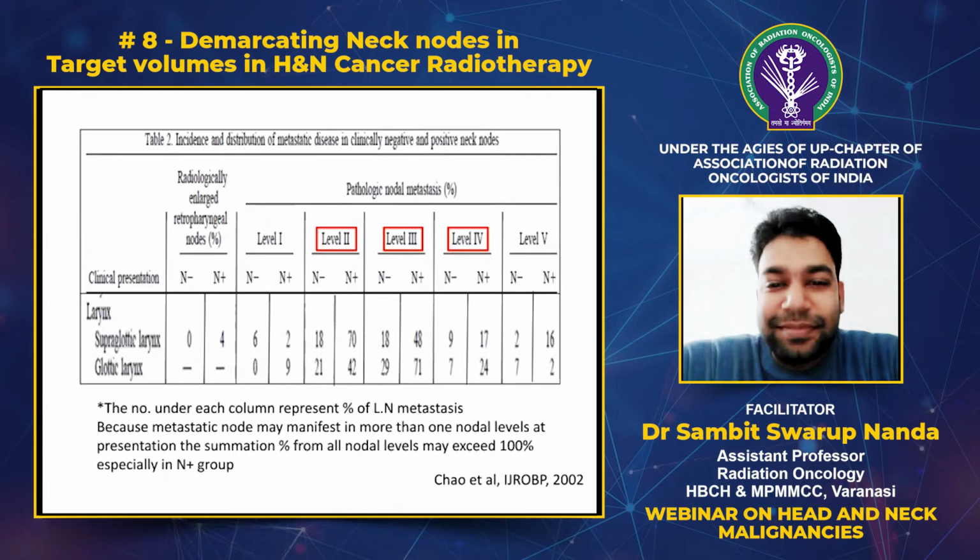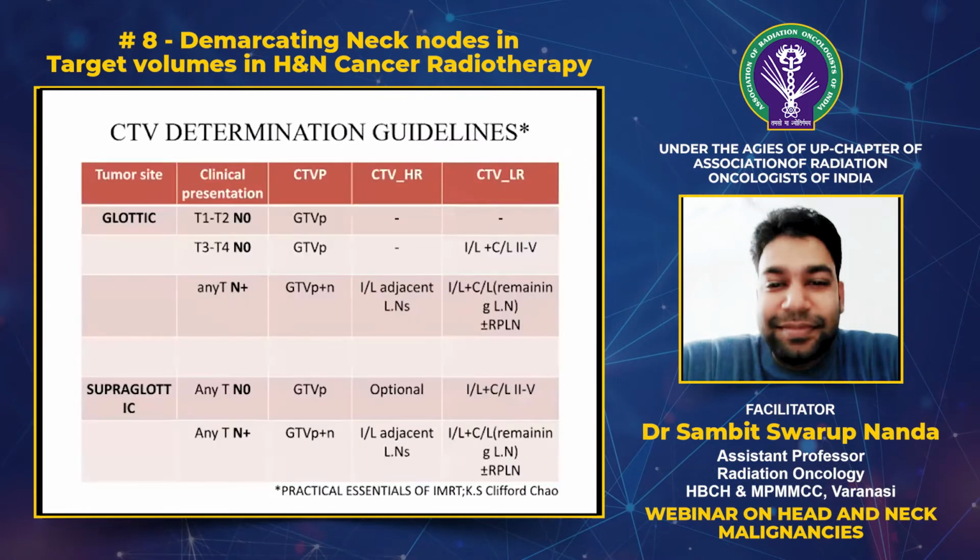However, if the glottic larynx extends into the supraglottic part or the subglottic part, the chances of nodal involvement increase significantly. Thus, while going ahead with the contouring, as far as glottic cancers are concerned, in T1, T2, N0, we have to only contour the GTV, that is the small volume. We do not take into consideration the lymph nodal volumes. When the disease is upstaged, that is T3, T4, even with N0 disease, we have to take into consideration bilateral level 2, 3, 4, and level 5 adjoining level 3 and 4.